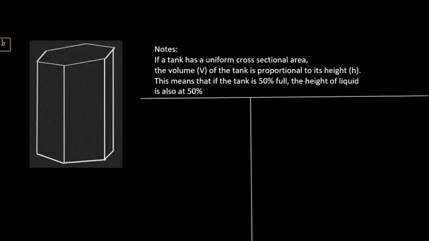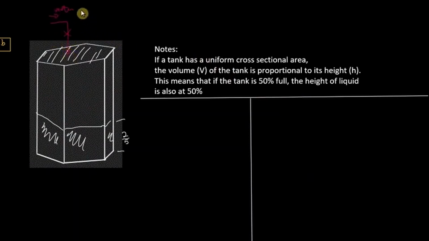Question 5b shows a tank with a uniform cross-sectional area. And that simply means that the sides are uniform. So the area of cross-section, which would be here, is the same throughout the length of this tank. So what do we know? We know that water is poured into this tank, and the rate of the water coming in is 75 cm cubed every second. We also note that the water fills the tank to a height of 2/5 of its total height. So let's call this 2/5 of h.